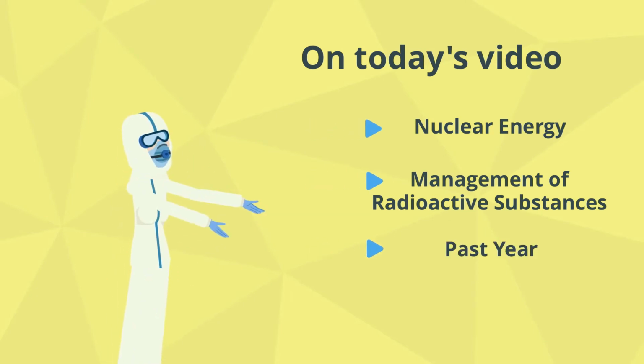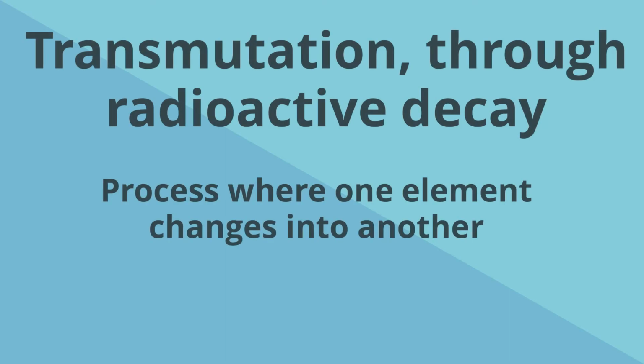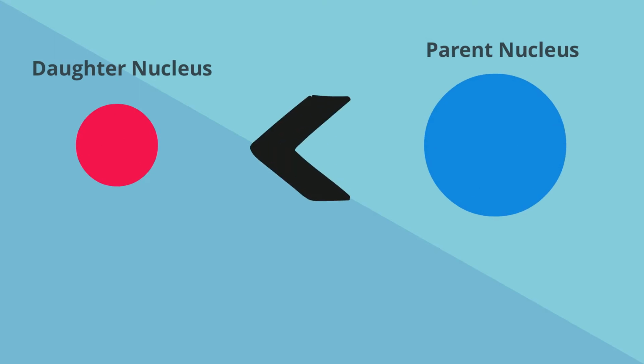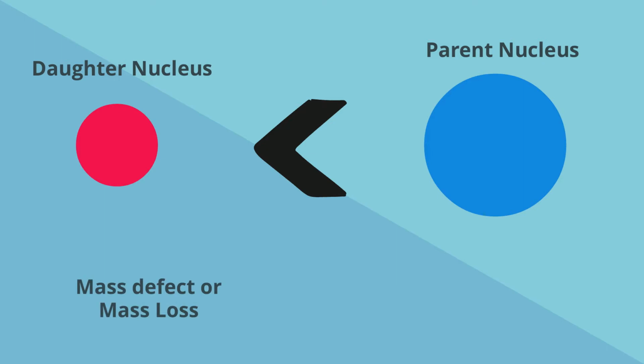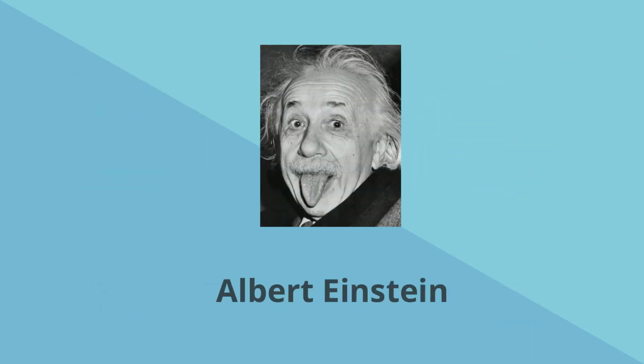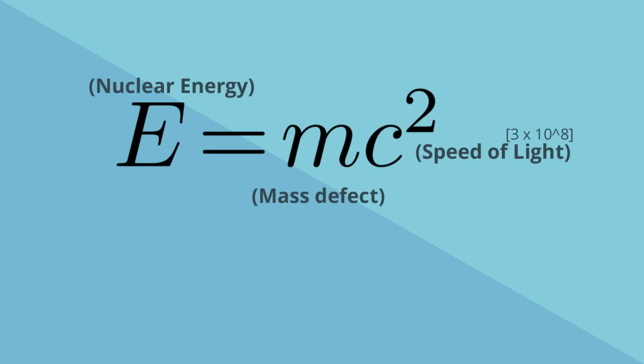In a radioactive decay, transmutation is a process where one element changes into another. To compare, the mass of the daughter particles are less than that of the parent particle, and this difference in mass is called mass defect, or mass loss, where it is converted into energy. Due to this process, Albert Einstein created a formula which can be used to calculate the amount of nuclear energy released from the defect of the mass in a radioactive decay or nuclear reaction. This equation is E = mc².